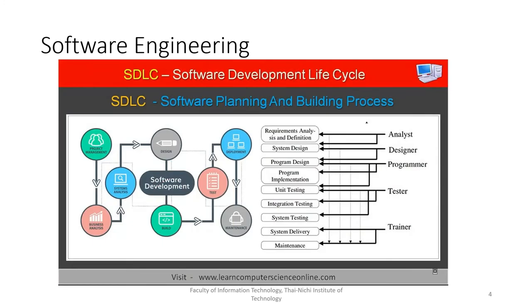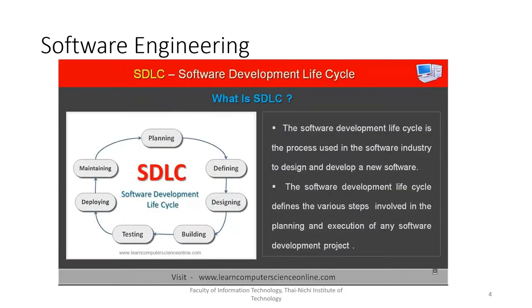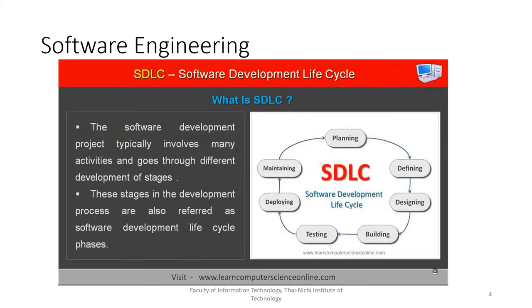However, developing any software is not easy, and the software design team has to plan and execute many activities to achieve the desired results. The software development life cycle is the process used in the software industry to design and develop new software. The software development life cycle defines the various steps involved in the planning and execution of any software development project. The software development project typically involves many activities and goes through different stages of development. These stages in the development process are also referred to as software development life cycle phases.